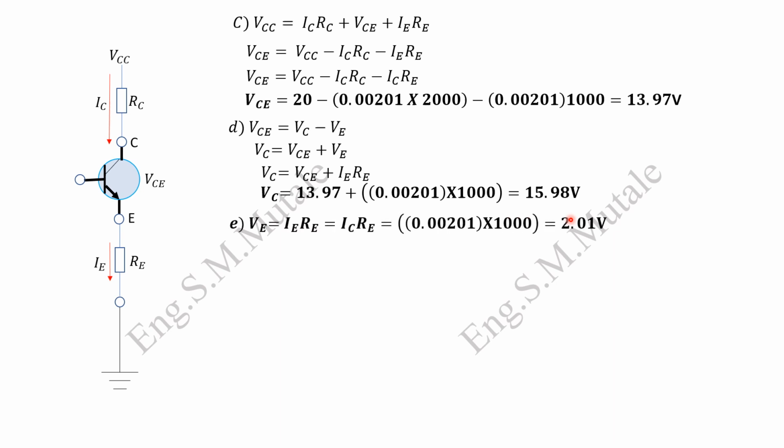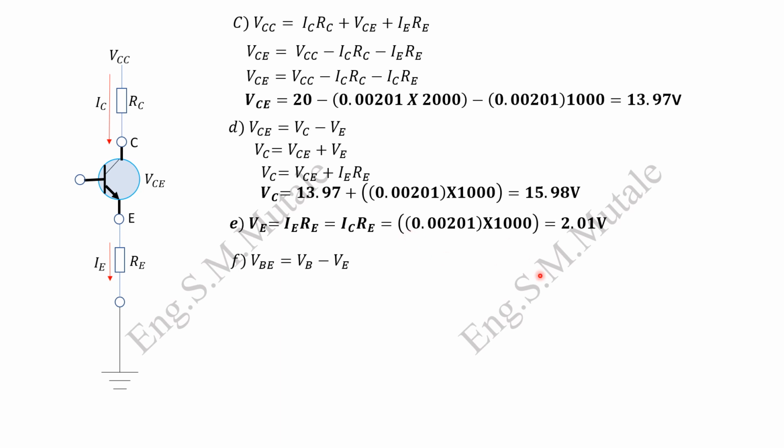Then we have VE. VE saying it's a voltage on the emitter, which is basically IE and RE. And we are saying IC and IE, they are the same. It's the same current flowing there. So where there is IE, you put IC, you have that. Doing your substitutions, you're getting 2.01 as the voltage on the emitter.